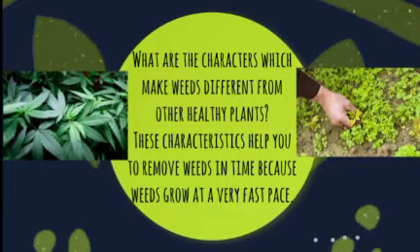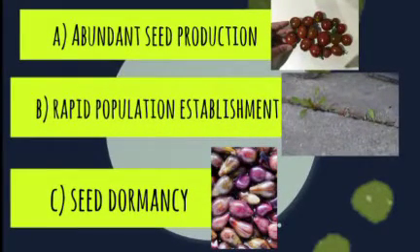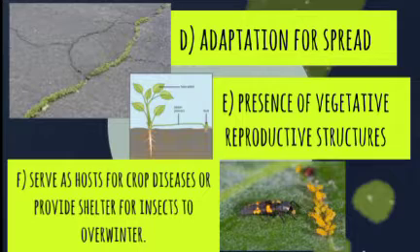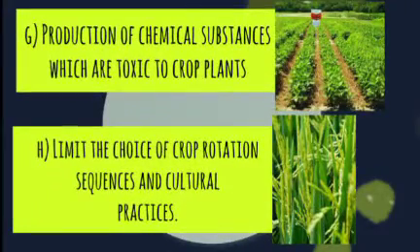These characteristics help you to remove weeds in time because weeds grow at a very fast pace. A. Abundant seed production. B. Rapid population establishment. C. Seed dormancy. D. Adaptation for spread. E. Presence of vegetative reproductive structures. F. Serve as hosts for crop diseases or provide shelter for insects to overwinter. G. Production of chemical substances which are toxic to crop plants. H. Limit the choice of crop rotation sequences and cultural practices.